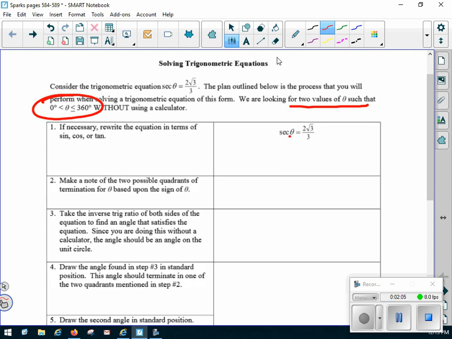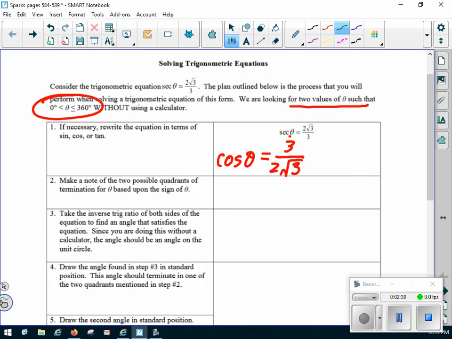Secant. I don't know a darn thing about secant, except it's the reciprocal of cosine. So look at step 1. If necessary, rewrite the equation in terms of sine, cosine, or tangent. I firmly agree with that. So let's rewrite this as cosine. Cosine of theta is 3 over 2 root 3. Now you may think, well, snap, I don't know an angle that's got a cosine of that. This is one time where we will need to rationalize.